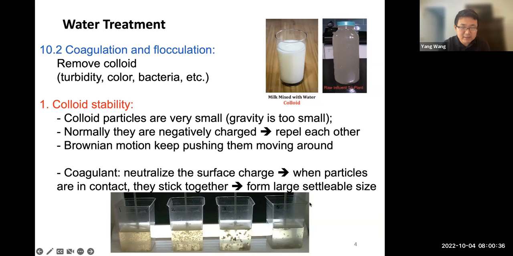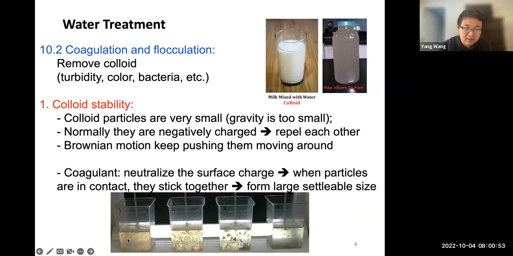I think last class, when I introduced this coagulation flocculation process, I used the wrong sequence. They should start from the left. On the left, you have the more turbid water, and this is after you put in the coagulants.